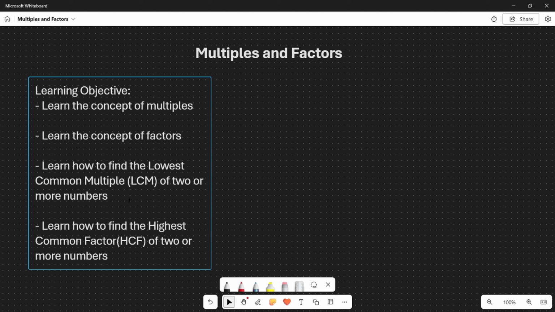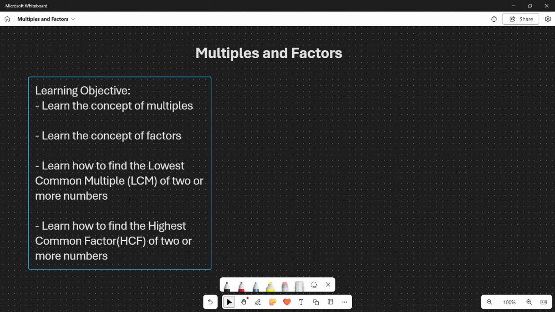To start off, we're going to look at what multiples are. Multiples are the numbers that are the product of an original number and a positive integer. A multiple of a number is the multiplication of that number and a positive integer. As you may see here, the multiples of 2 are 2, 4, 6, 8, 10, 12, 14, 16, and so on.